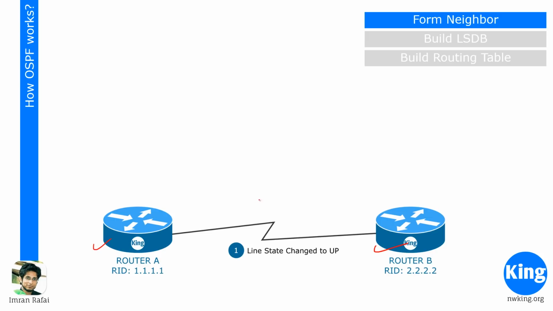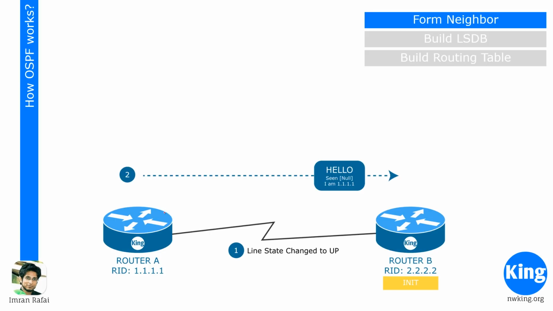As soon as the link comes up, router A would send a hello packet, right? In the hello packet, of course, it'll list all the information: the router ID, whatever networks it has here, it'll list that, and it will say that I've not seen any router. So basically, it has not got any hello packet before this. So it's saying I have not seen anybody in this link, but I am 1.1.1.1. It introduces itself, and router B receives that.